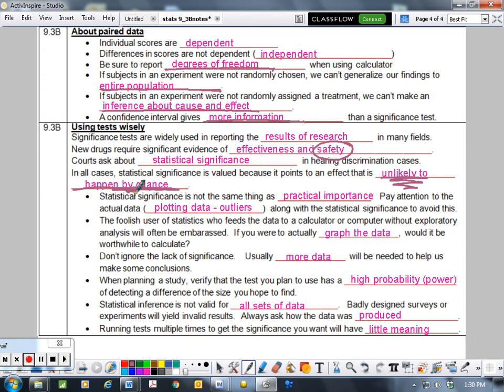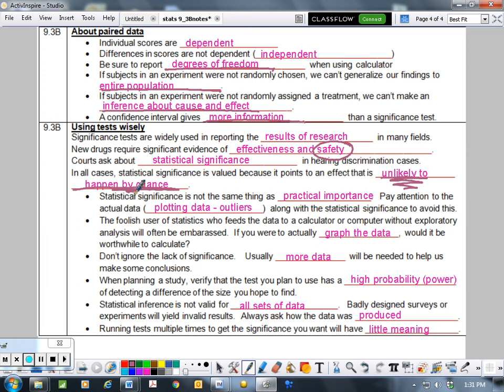Statistical significance is not the same thing as practical importance. Pay attention to the actual data. So plot your data and look for outliers, along with checking the statistical significance, to avoid this. A foolish user of statistics who feeds the data into a calculator or computer without exploring the situation will often be embarrassed. If you were to actually graph the data, would it be worthwhile to calculate? Don't ignore the lack of significance. Usually more data will be needed to help us make some conclusions.